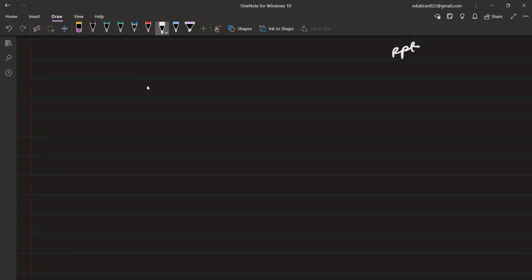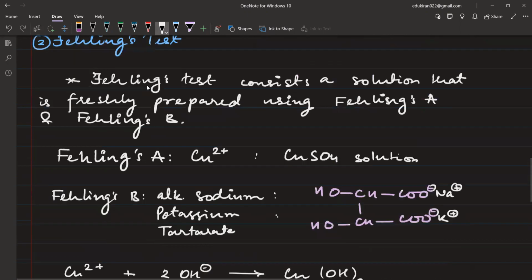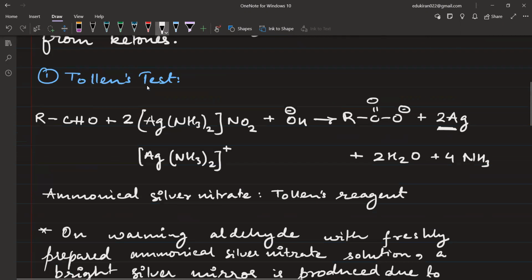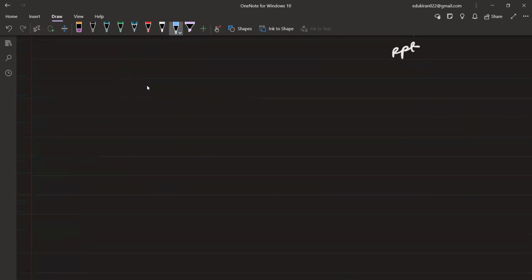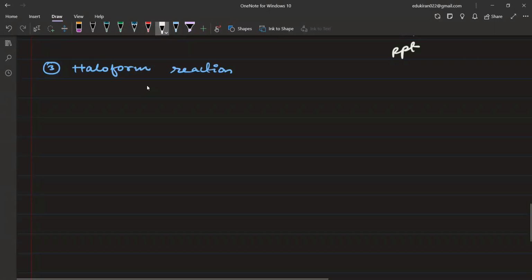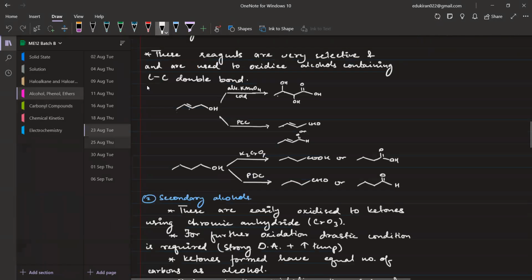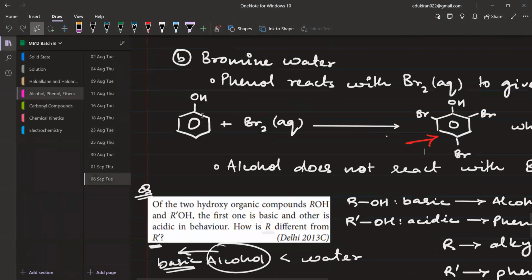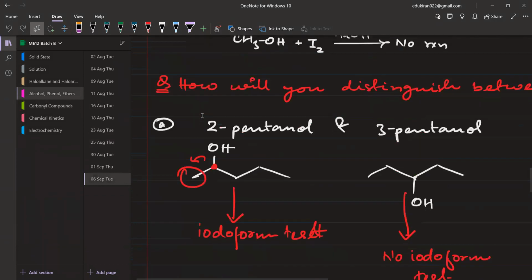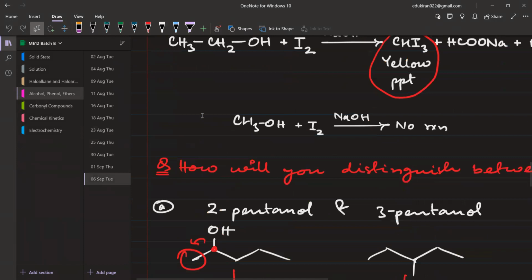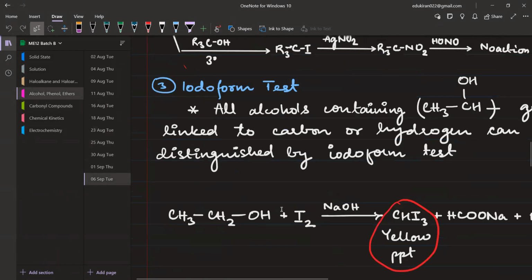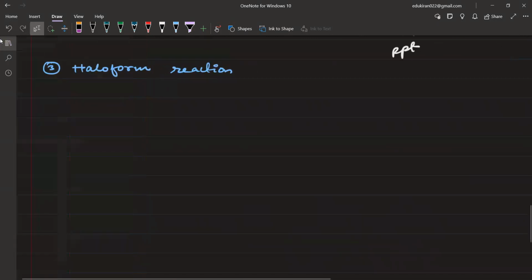Haloform reaction. Third one. Please write. I think we have learned this in alcohols, phenols, ethers, no? याद आ रहा है ना? Iodoform test, haloform test, है ना? हाँ. पढ़ा है आप लोगों ने, ठीक.